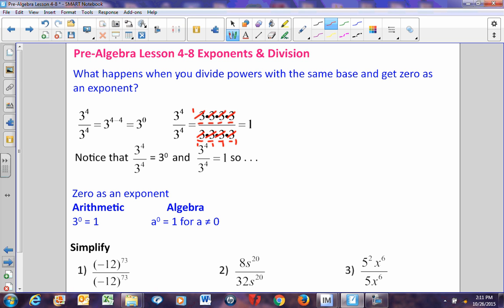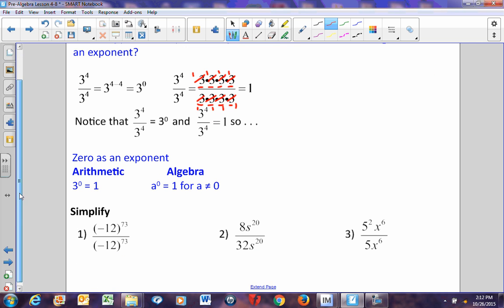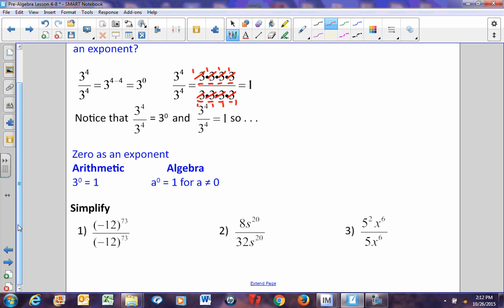1, 1, 1, 1, 1, 1, 1. 1 times 1 times 1 times 1 is 1 on the top, and 1 times 1 times 1 times 1 on the bottom is 1. So 3 to the 4th divided by 3 to the 4th is 3 to the 0. And 3 to the 4th divided by 3 to the 4th is also 1. So that means anything raised to the 0 power is actually 1. Okay? So 0 as an exponent means anything raised to the 0 power equals 1.